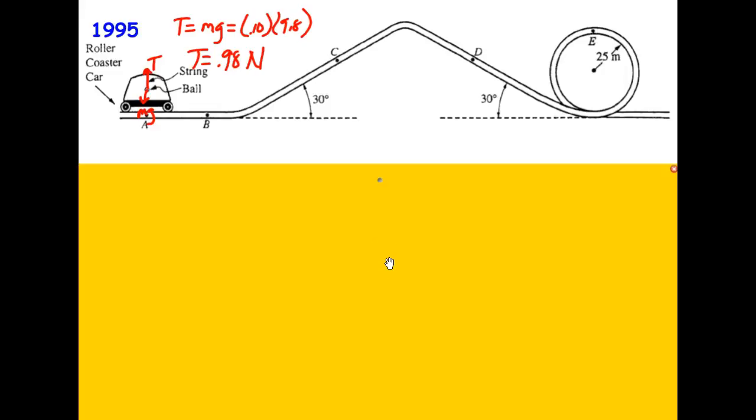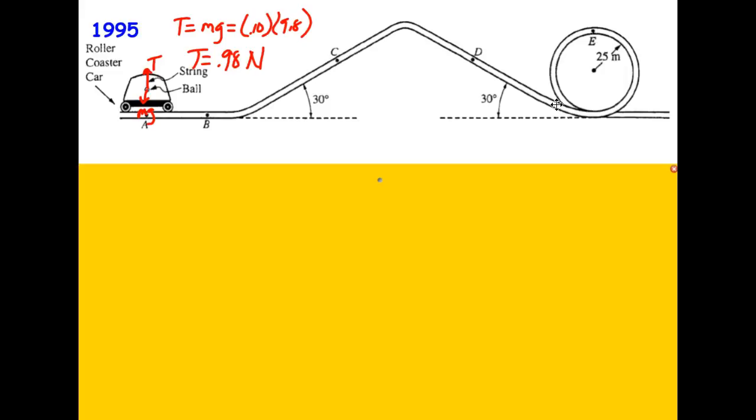Next, the car is then accelerated horizontally, goes up the 30-degree incline, goes down a 30-degree incline, and then goes around a vertical circular loop of radius 25 meters. For each of the 4 situations described in parts B to E, do all 3 of the following.